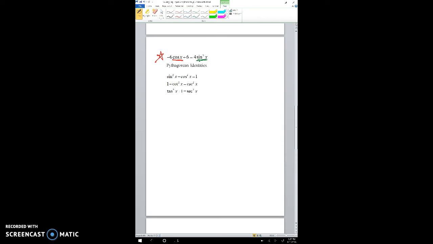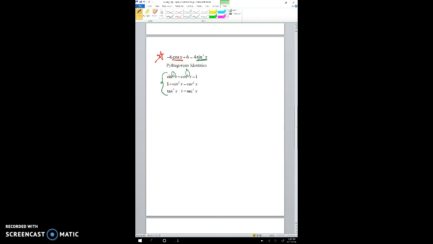It'd be great if I could get the whole equation to either be all cosine or all sine. Well, as it turns out, there are these Pythagorean identities. There's three of them here. If you want to figure out why they're true and that sort of thing, you can look in the packet, but take my word for it. These are all true, and you should have them on your sheet along with your unit circle when you do the test.